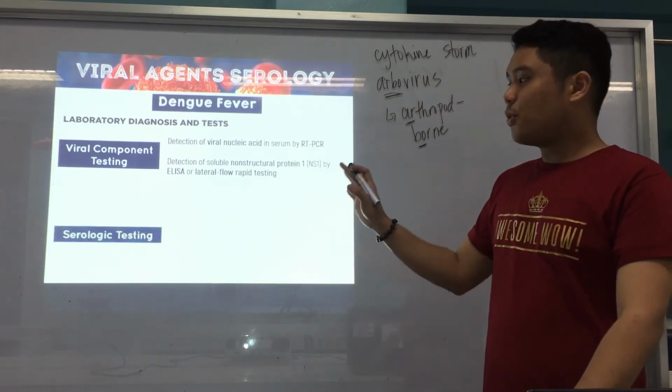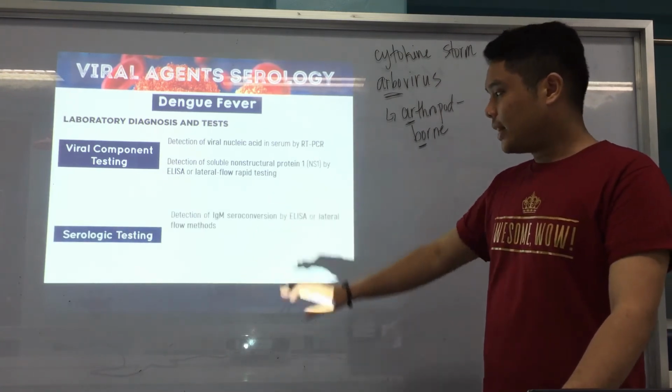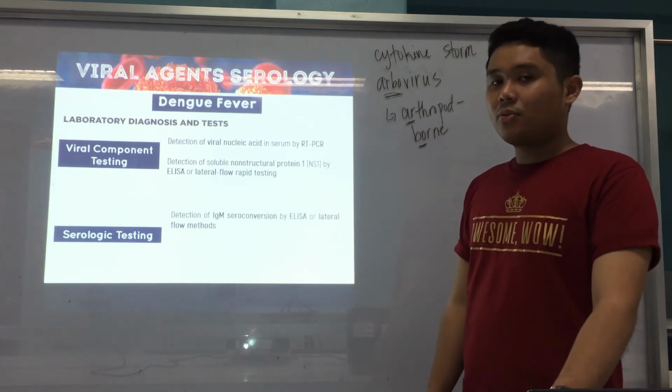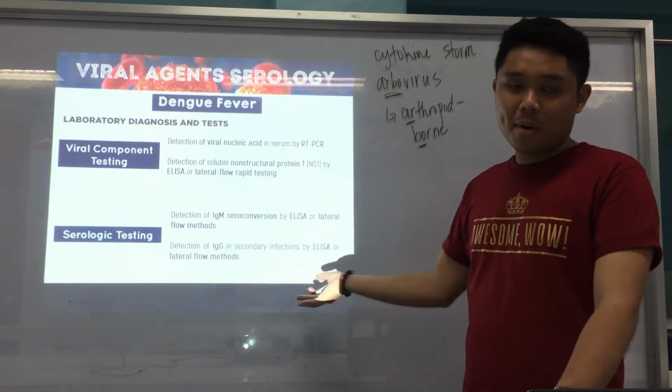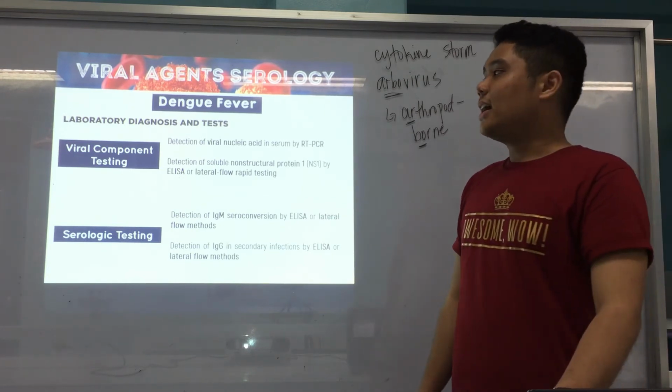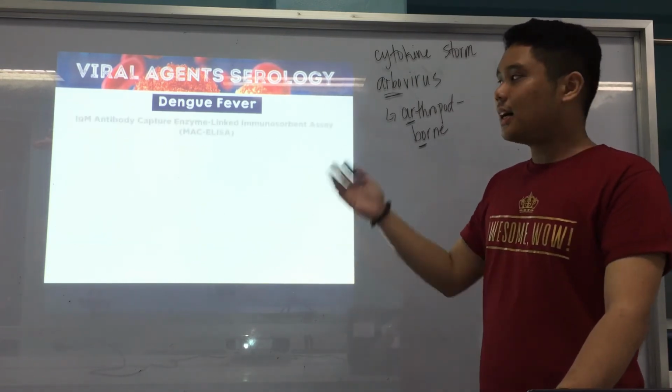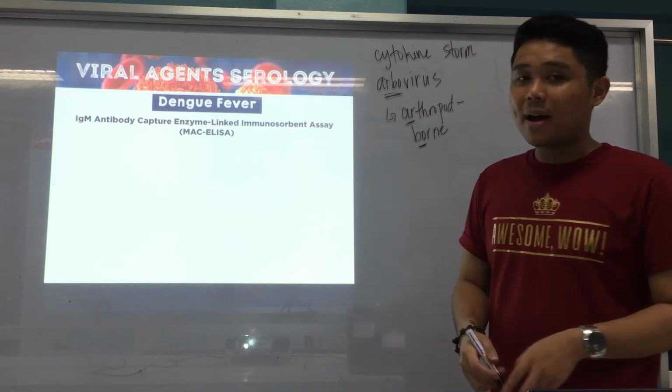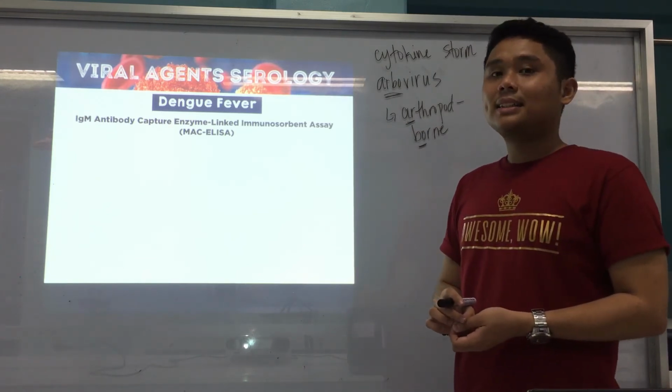And aside from viral components, of course, there is serologic testing. We test IgM by ELISA or lateral flow methods, and IgG by the same methods, ELISA or lateral flow methods. Now we go to the first test. This is from the CDC, your IgM antibody capture ELISA assay.